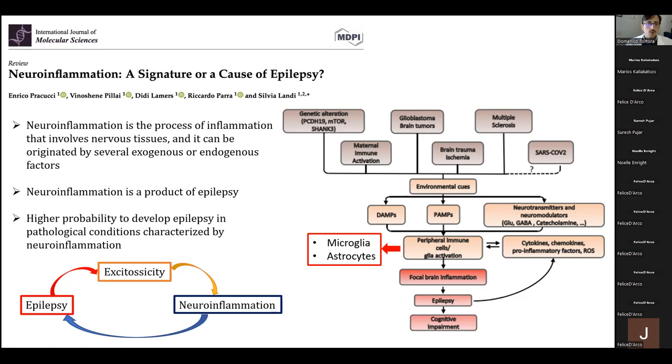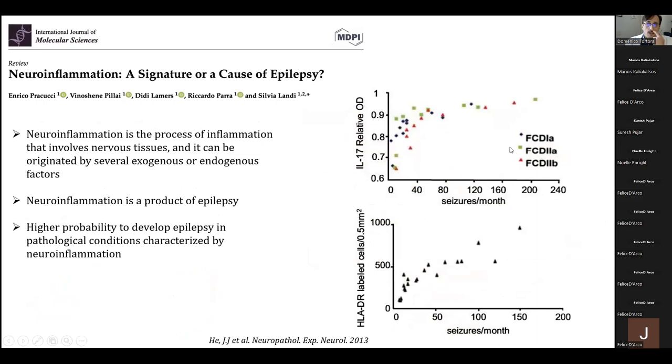In this sense, a group of subjects with focal cortical dysplasia was also analyzed. The researchers analyzed the presence of inflammatory cells in the epileptogenic region that was operated, and they demonstrated a positive correlation between the concentration of inflammatory cells and the frequency of seizures in these patients.